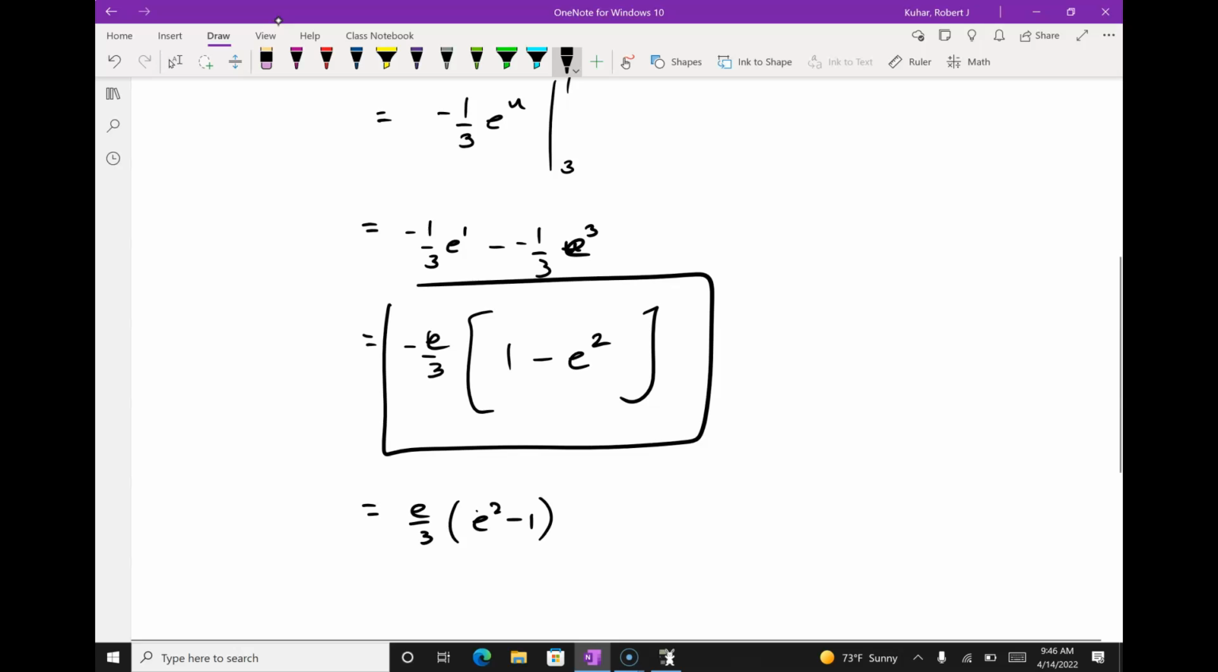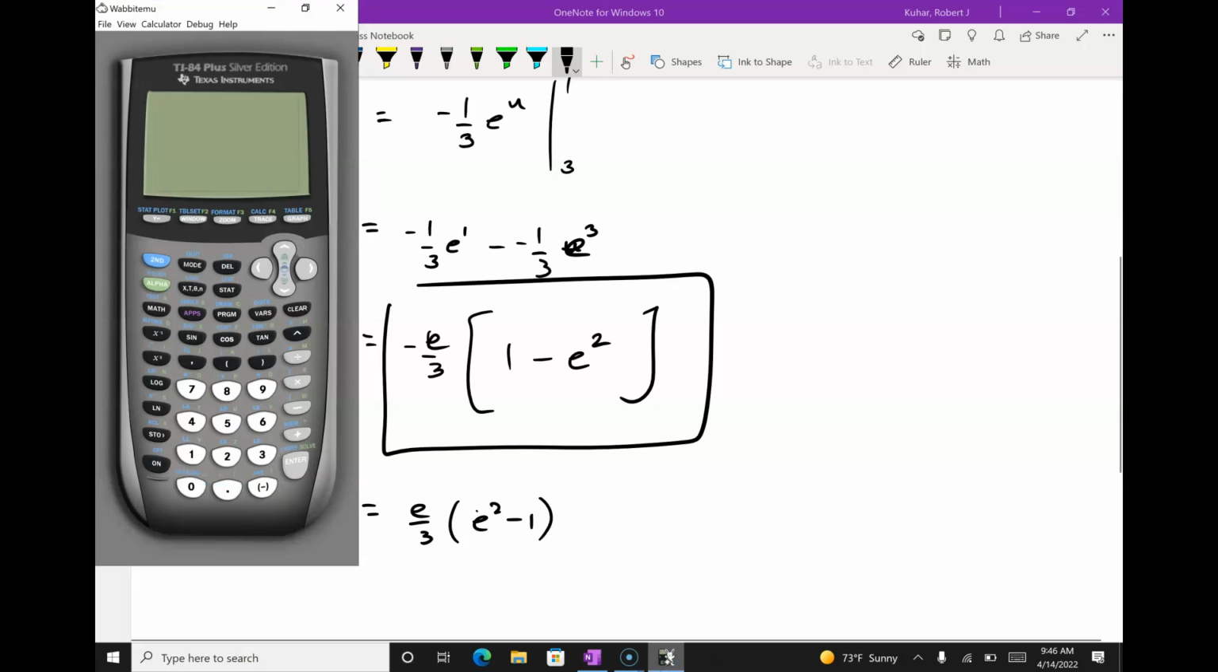Let's get that decimal. e over 3 times e squared minus 1, right? So, second e divided by 3 times second e squared minus 1, enter. About 5.8, okay? You with me?